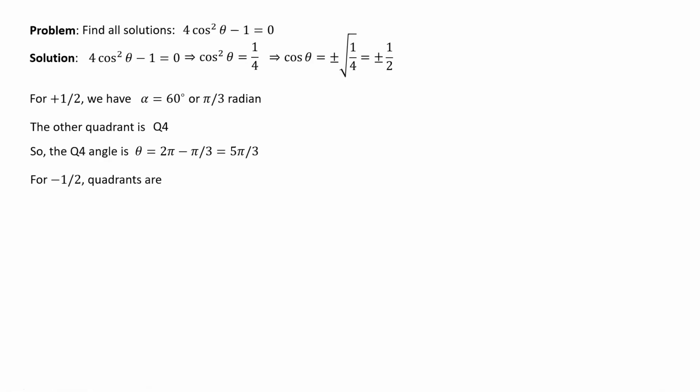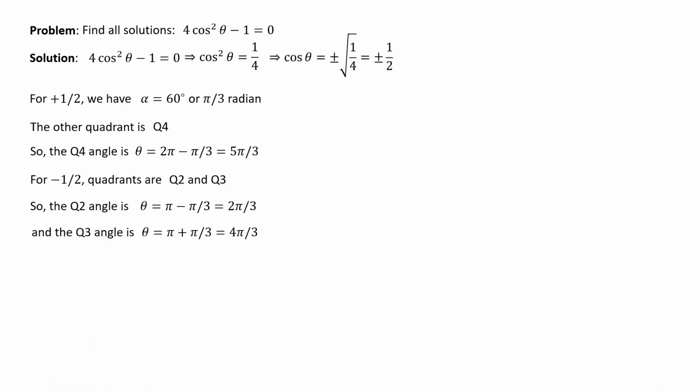Now for negative 1/2, what are the quadrants? Where is cosine negative? Second and third, right? Q2 and Q3. How do we find the Q2 angle? Q2 angle is always pi minus the reference angle. Q3 is pi plus that reference angle. So the Q2 angle is pi minus pi thirds, which is 2 pi thirds. And the Q3 angle is pi plus pi thirds, which is 4 pi thirds.